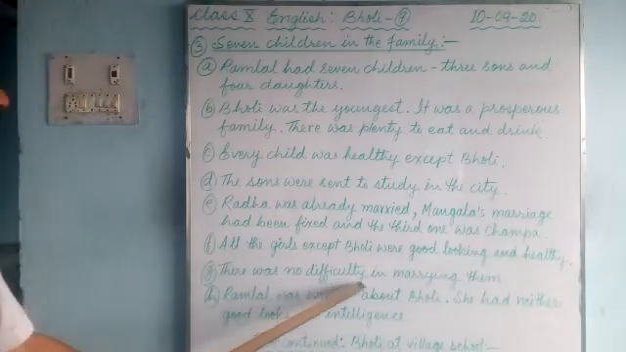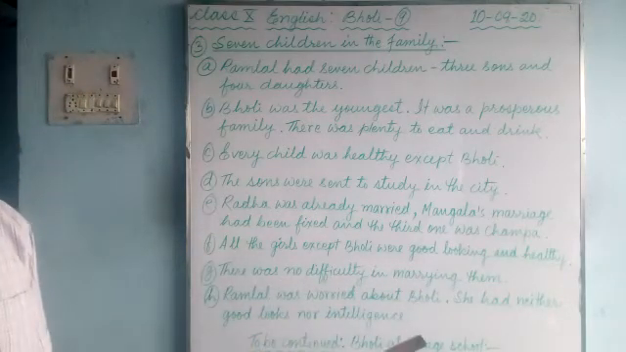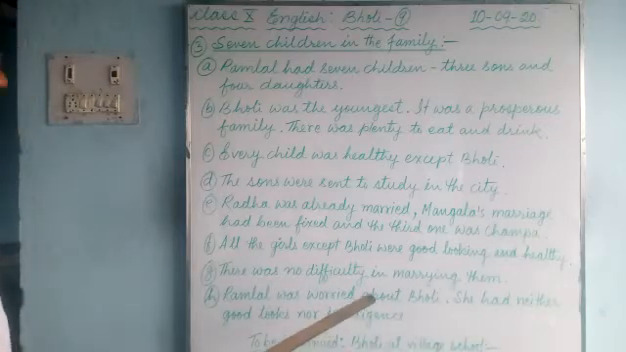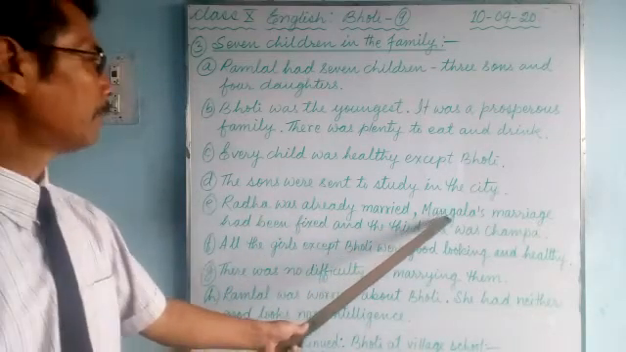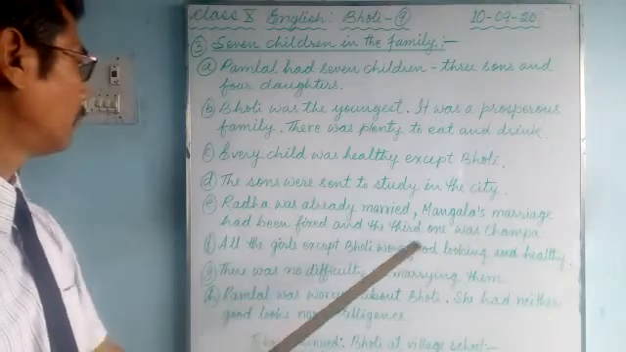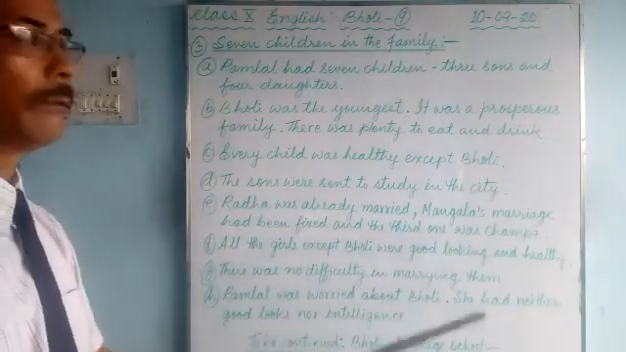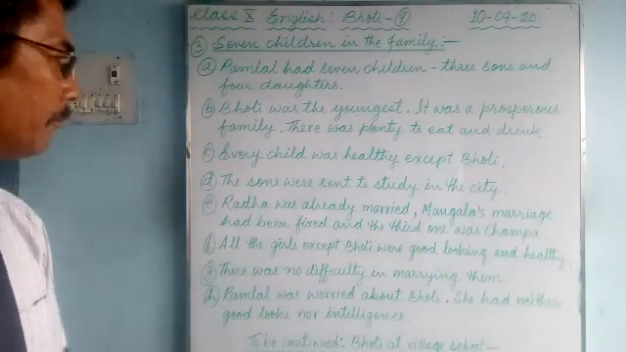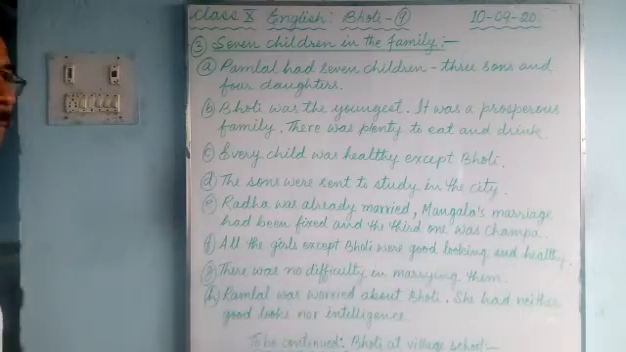So you can see that all the girls except Bholi were good looking and healthy. There was no difficulty in marrying them. Radha was already married. Mangala and Champa, there was no problem in marrying them.